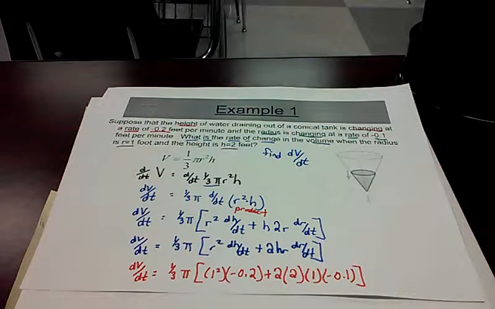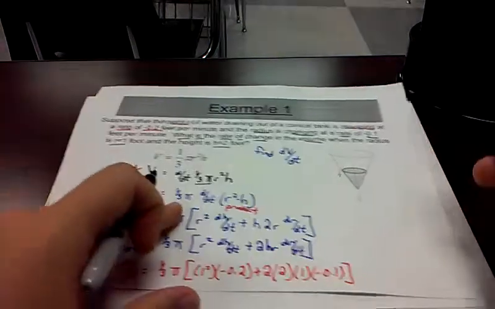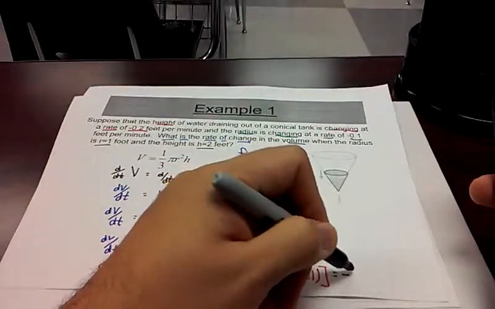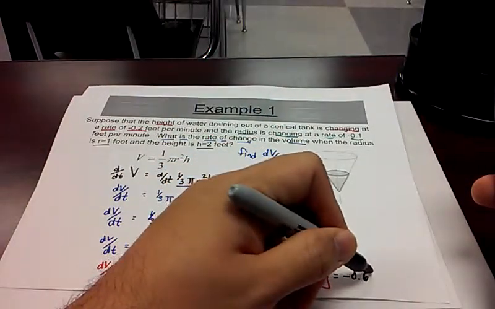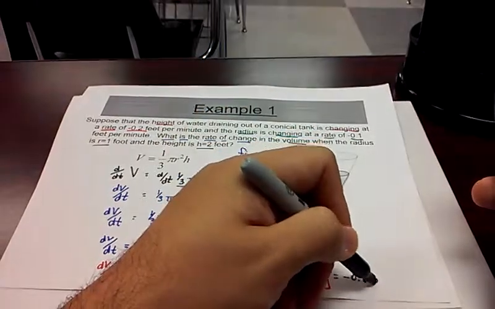So I'm looking for 1/3 times pi, and then it's in a bracket, so I'm going to have 1 squared times negative 0.2, close parentheses, plus 2 times 2 times 1 times negative 0.1, and that would give me an answer of negative 0.628. I'm just going to round to 3 places.